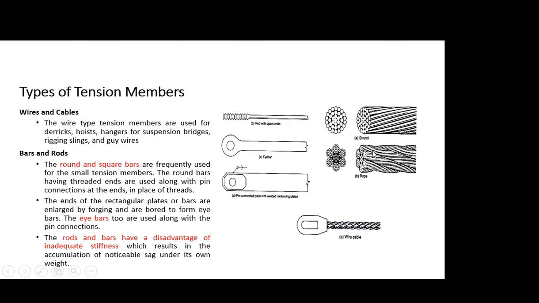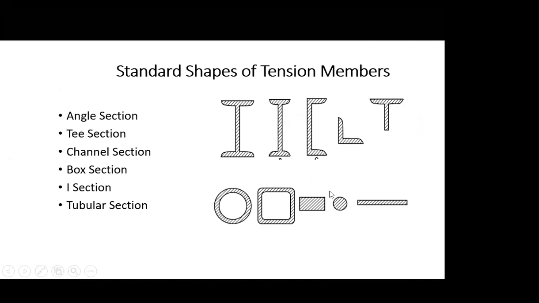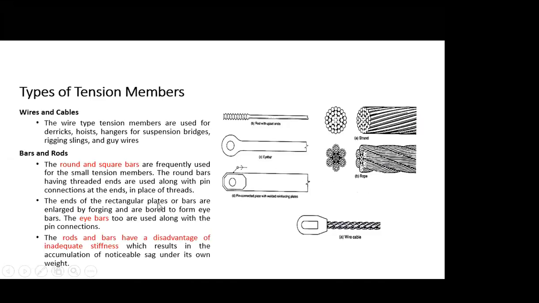Next, bars and rods. The round and square bars are frequently used for small tension bars. The round bars have threaded ends and are used along with the pin connection. The rods or bars are connected with the end connection, which is called an eye-boss. In circular rods, it is connected like this. In square bars, it is connected like this.